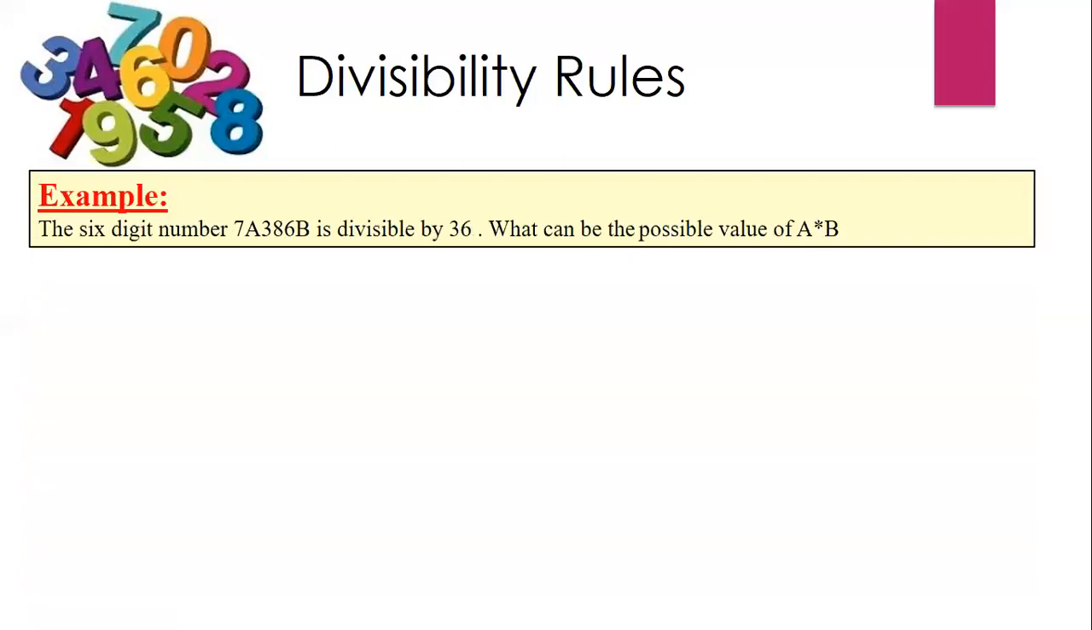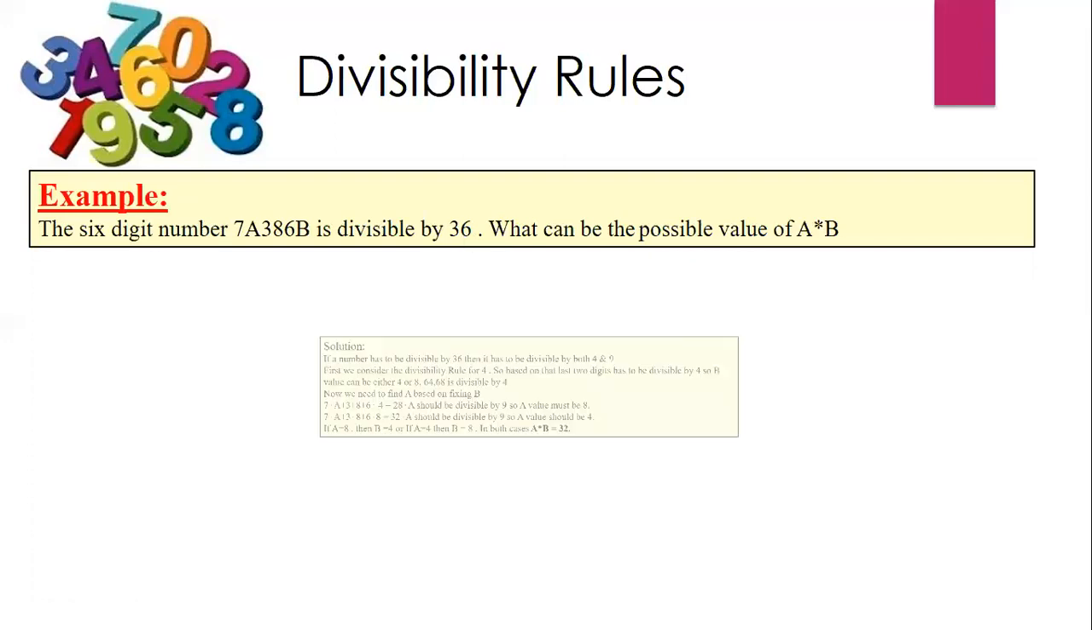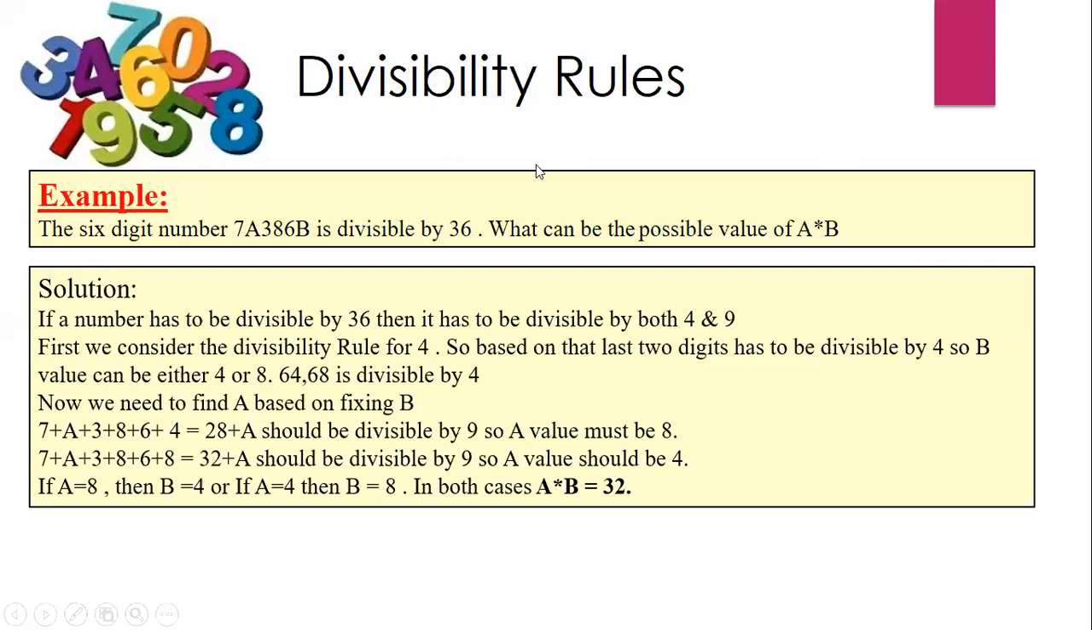So a 6-digit number 7A386B is divisible by 36. What can be the possible value of A into B? So now we know if it has to be divisible by 36, that number has to be divisible by 4 as well as 9. Right? So which number are we going to fix first?